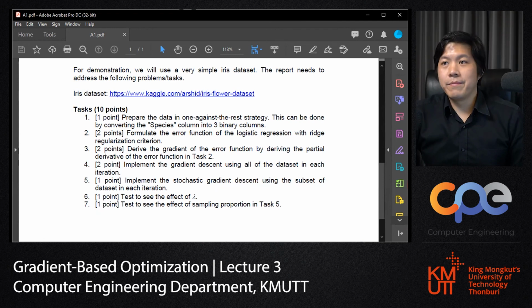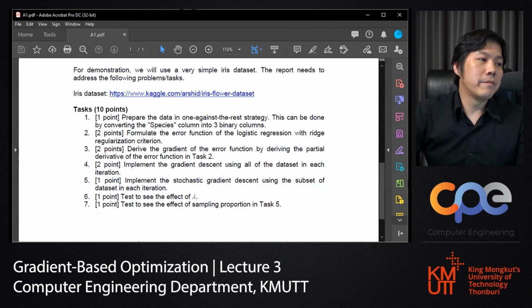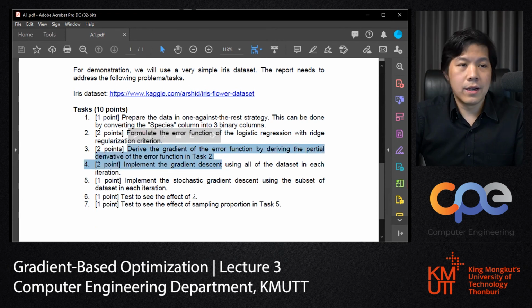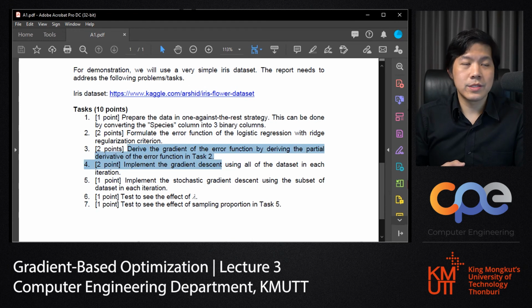Okay, the mistake that was made last year, some students got confused on how to derive the gradient of the error function. What some of them submitted was to use Keras, to use scikit-learn to do the job. But that's not what I asked you to do here.